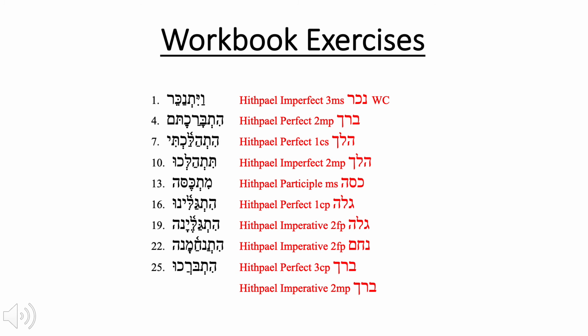Number 25 actually has two options. It's either a Hithpael perfect because of the hit at the beginning, third common plural. However, because of the fact that we have the shurik at the end of the verb, we could have had a tav prefix, in which case it would be second masculine plural, the tav having dropped and the hey added in its place, which would make it a Hithpael imperative second masculine plural. So either of these would be correct, and context would have to tell us.